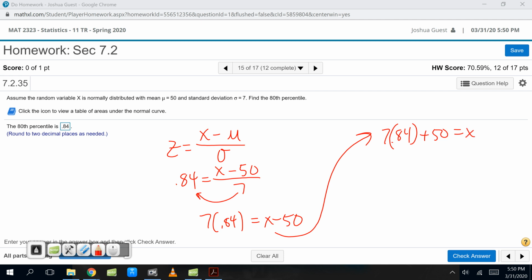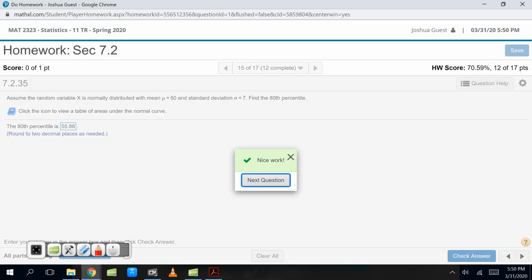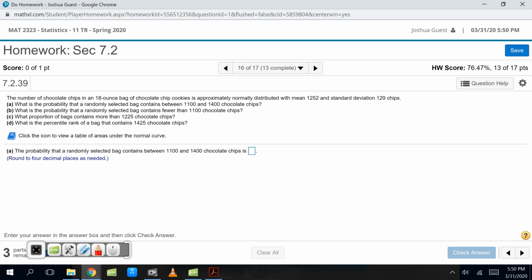I'm going to add 50 to both sides. So 7 times 0.84, I want to get the calculator out to do that. 7 times 0.84 plus 50 is 55.88. So the actual value there is 55.88. That's what that should have been, 55.88. All right, so let's see if this is correct now. All right, good deal, good deal.